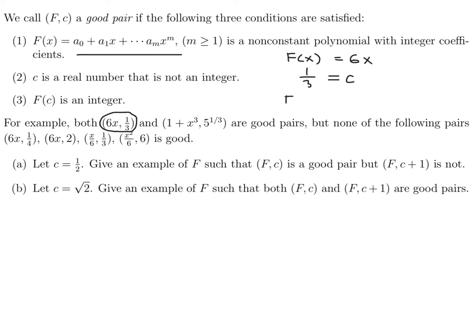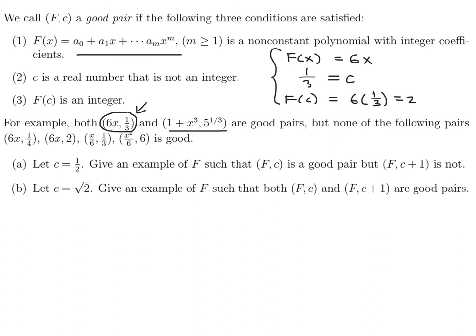And then f at c has to be an integer. So in this case, that would be 6 times 1 third, and that, of course, is 2, and that is an integer. So that's why that qualifies as a good pair. And you can do the same thing with that, and you can also deduce that it fits all three criteria.